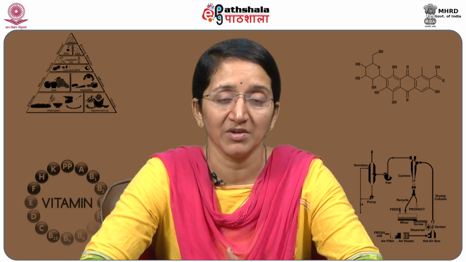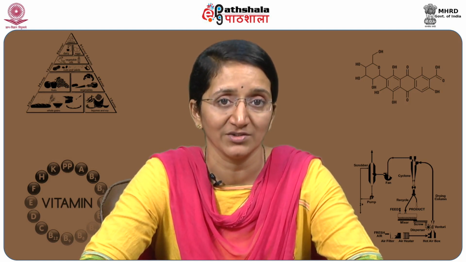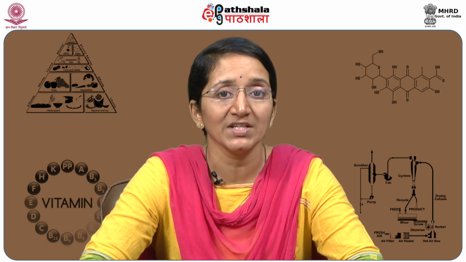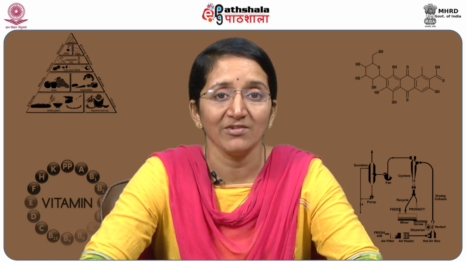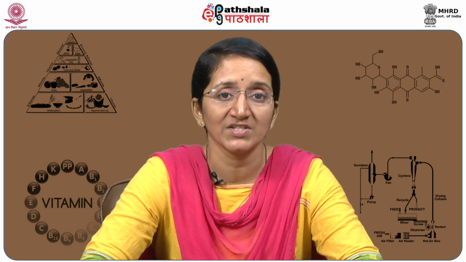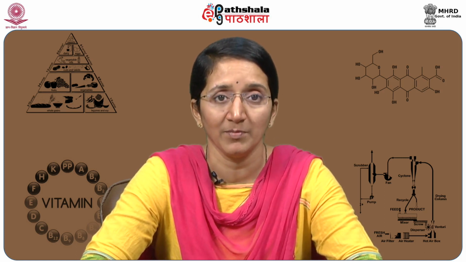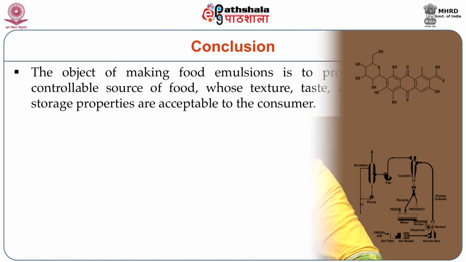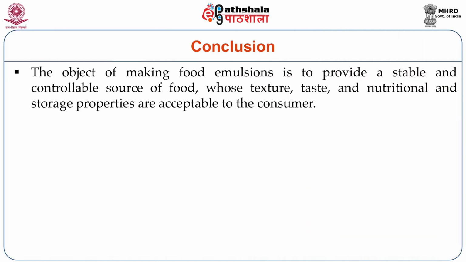So today we have learnt about the different kinds of emulsions. We have 4 different kinds of emulsions. Then we have also seen the properties of emulsions, and we have learnt about the various functions and applications of emulsions in various kinds of food applications. The object of making food emulsions is to provide a stable and controlled source of food, whose texture, taste, nutritional and storage properties are well acceptable to any kind of consumers.